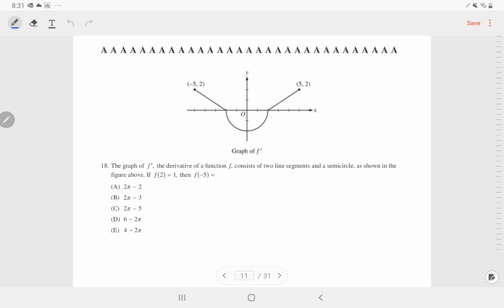18. Okay, I'm going to call this a graph given problem. It's a graph given of f prime. So let's see.